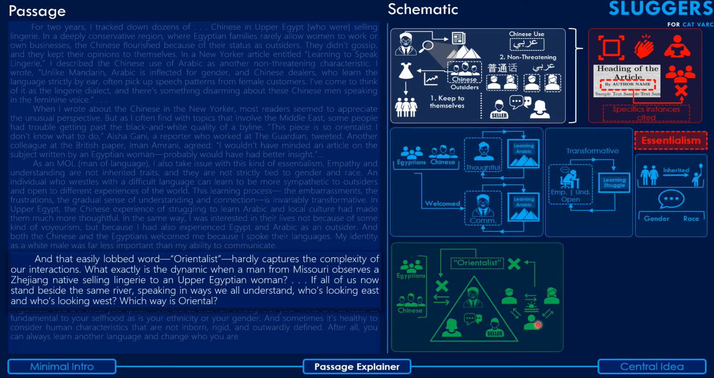Okay, so see, guys, what the author has done in this paragraph is basically made some more rhetorical points relating to the same argument that he had been making in the third paragraph, the last paragraph, right? He says that, well, the word Orientalist is quite easily lobbed, but it's something that can hardly capture the complexity of the interactions that the author used to have with the Egyptians and the Chinese. So basically, he's just saying that their interactions used to be quite empathetic, as well as there used to be a good level of understanding between them, right? And the word Orientalist doesn't capture that at all.